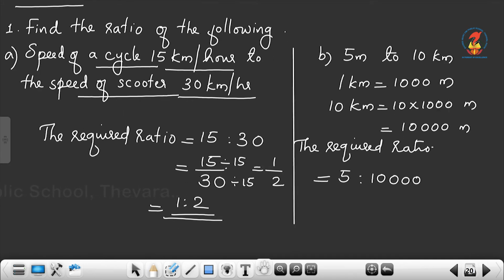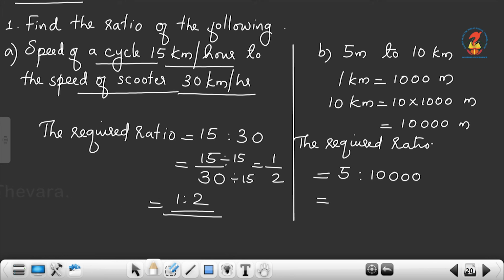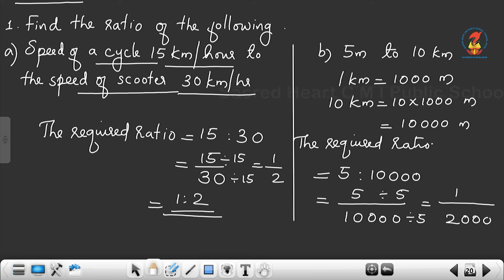Now we have to write it in the lowest form. So first you have to express it as a fraction. 5 is to 10,000 we can write as 5 by 10,000. So we have to reduce it to the lowest form. We can divide both numerator and denominator by 5, equal to 1 by 2000, which is equal to 1 is to 2000. So the required ratio is equal to 1 is to 2000.